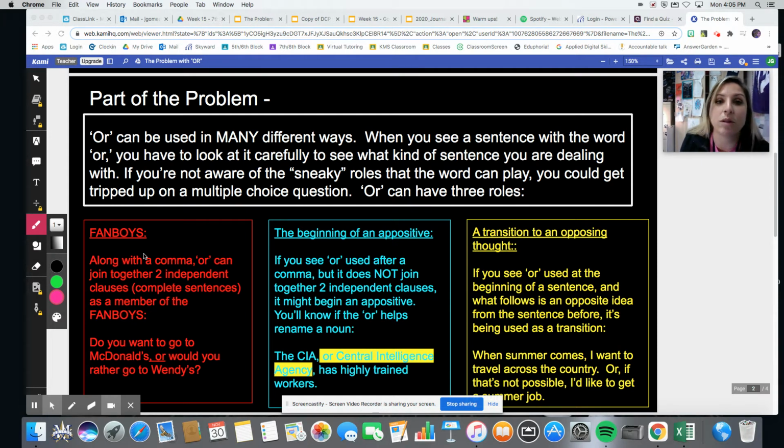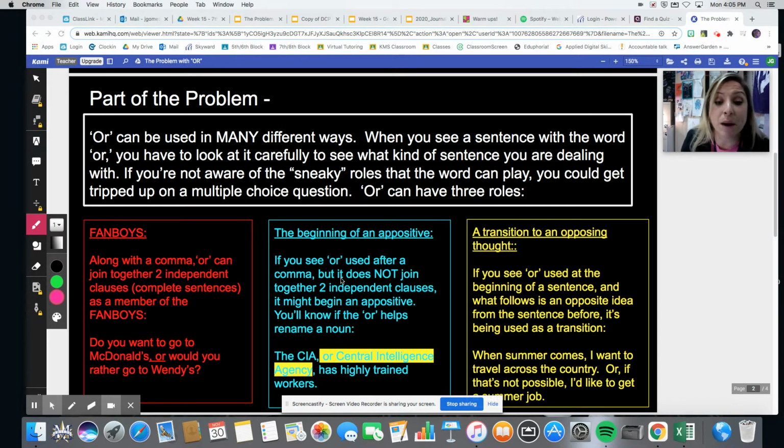So that's the one we normally see, where we have the word "or" after a comma and it's joining two complete sentences, or independent clauses. For an example, you might see, "Do you want to go to McDonald's, or would you rather go to Wendy's?" This is connecting two complete sentences in a compound sentence. This is the normal way we see the word "or."